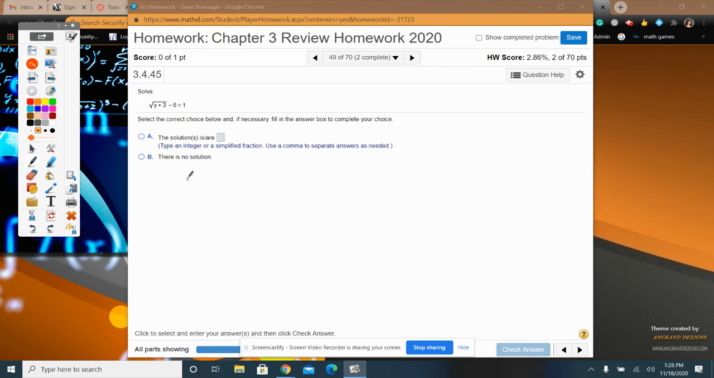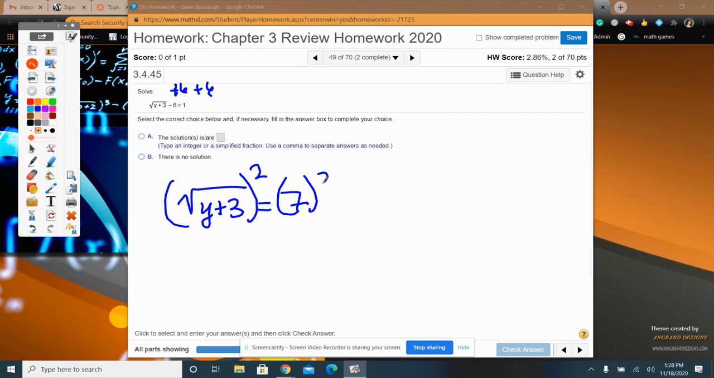This is a radical equation, which means you're going to have to isolate the radical. And we'll do that by adding 6 to both sides. And you get the square root of y plus 3 equals 7. After the root is isolated, you can square both sides to get rid of it. And you'll get y plus 3 equals 49. Subtract 3 from both sides and you get 46.